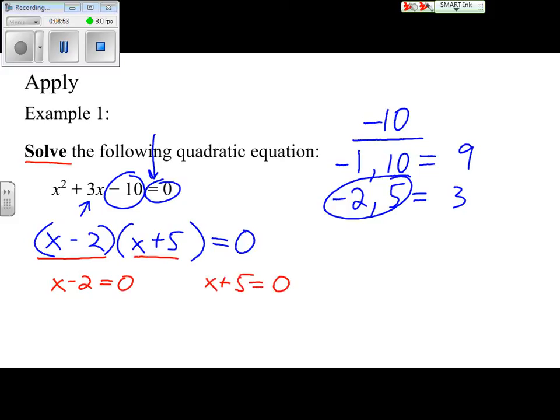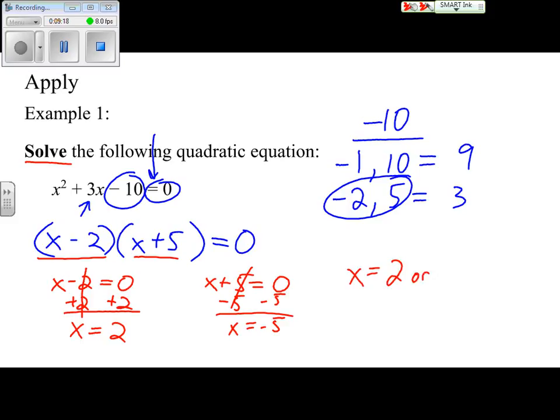Now, you might be able to just do this in your head, sort of like I was doing on the last slide, but we can always use algebra. Since I'm subtracting 2, to undo that, I'm going to add 2 to both sides to isolate this variable. X equals 2. And then I have a second possible answer over here for my second binomial. I'm going to subtract 5 from both sides to isolate that variable, and I get x equals negative 5. So my final answer, x can either be 2 or negative 5.